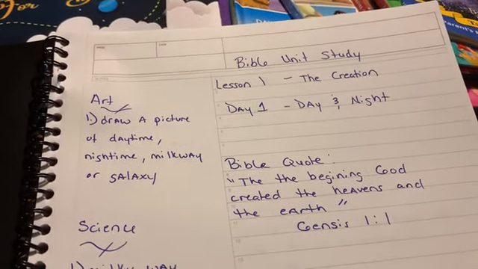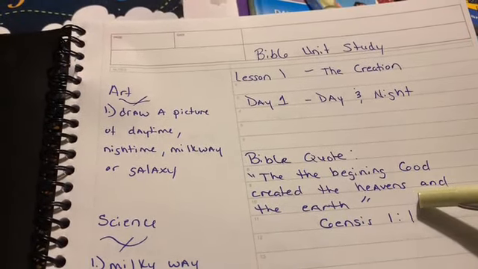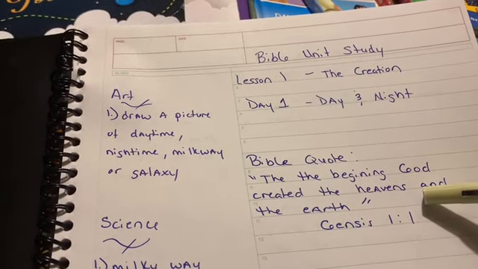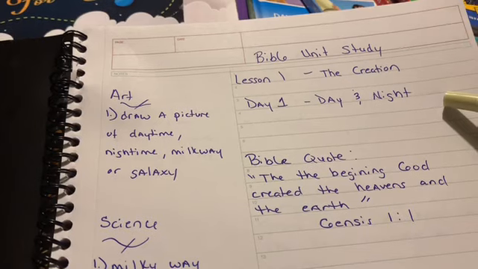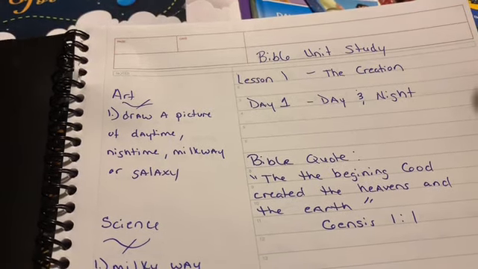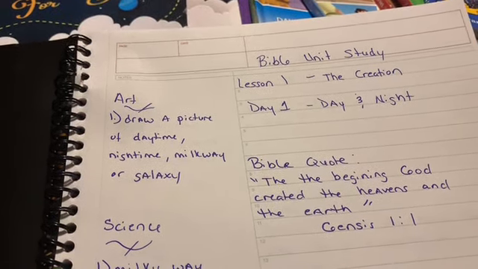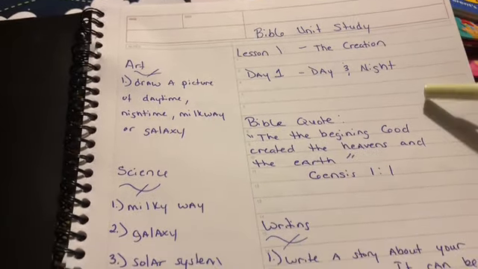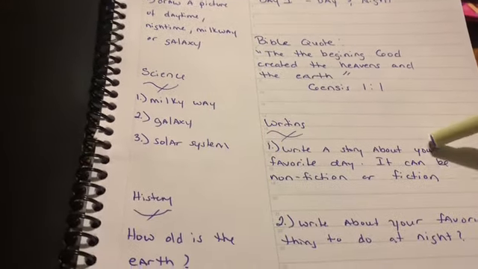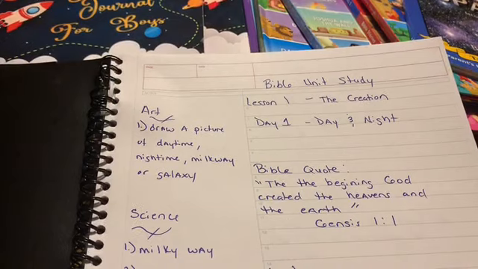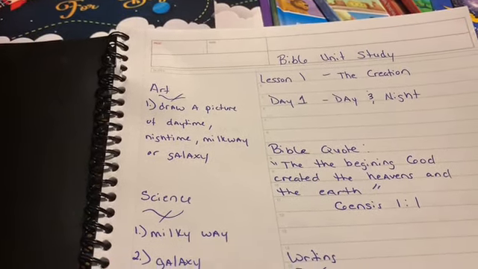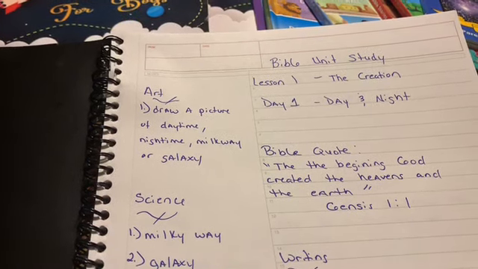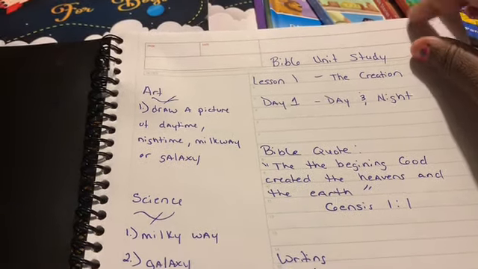As promised, I am doing a video on how I plan my unit studies right now. The first unit study we're doing this year, because our school year starts in April, is a Bible unit study. I'm going to show you how I incorporate art, science, writing, geography, and history all in Bible. I'm just going to walk through how I planned it on paper, and then I'll show you a few of the resources that I'm going to use to go with this.